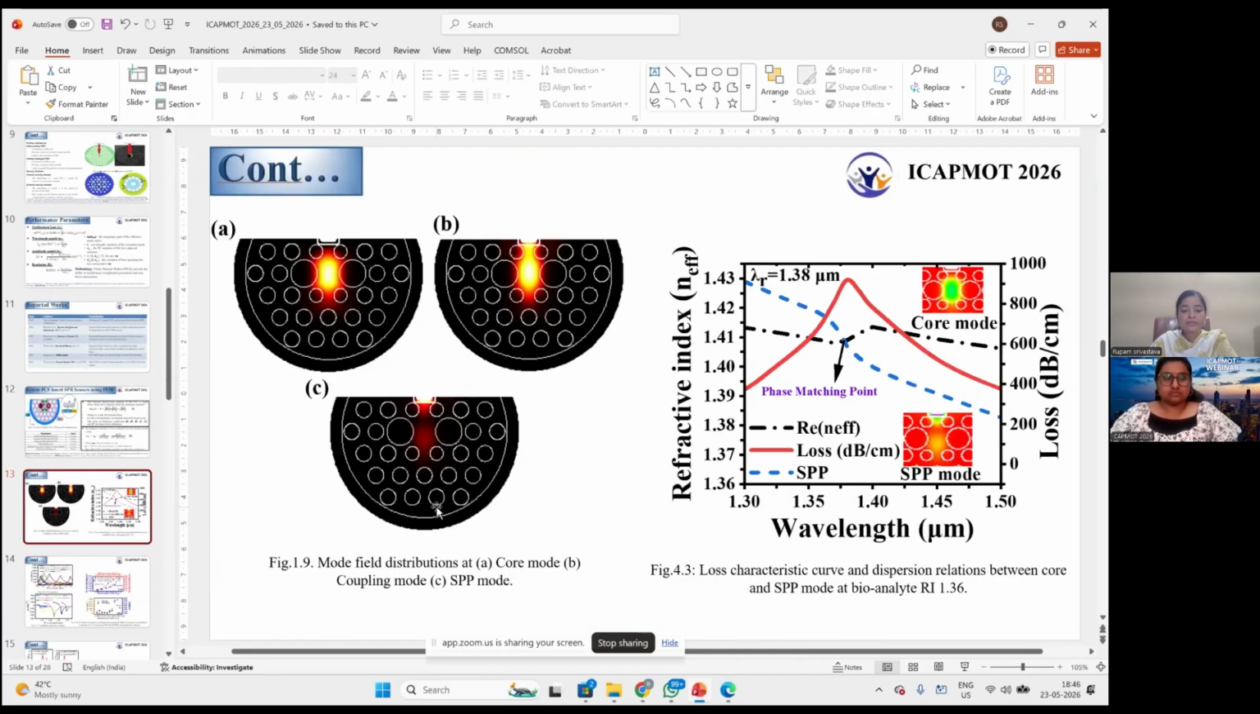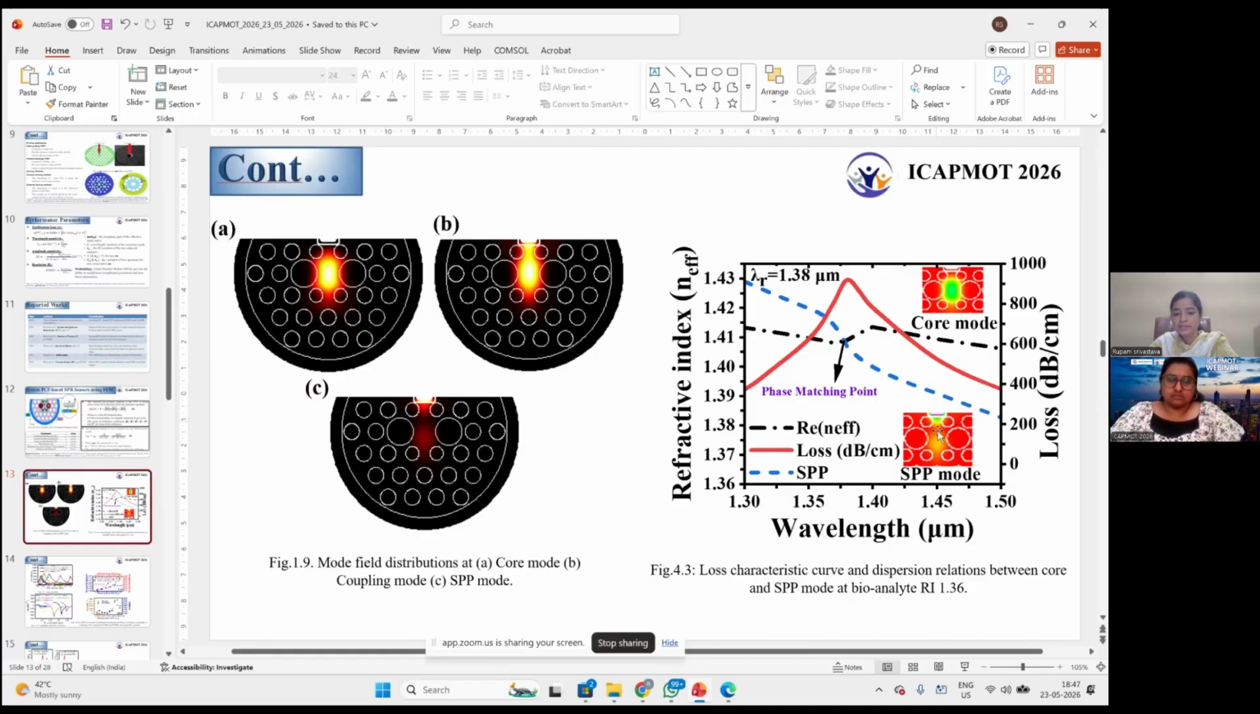Figure 1.9 indicates various modes. The first one indicates the core mode, in which the light is confined in the core of the photonic crystal fiber. The second one, figure B, is the coupling mode, in which the light is coupled from the core to the surface where the analyte is placed. And the third one is the SPP mode, surface plasmon polariton mode, which indicates the resonance condition in which the maximum of the energy is transferred at the surface, or we can say at the metal dielectric interface where the analyte is placed.